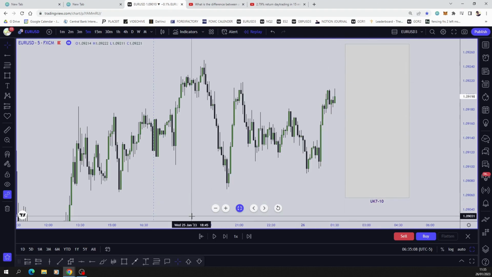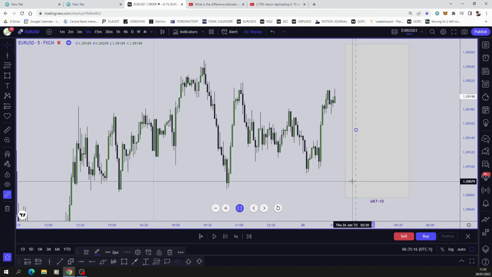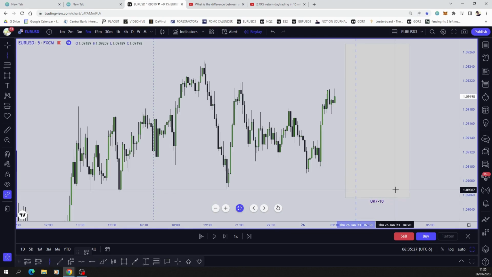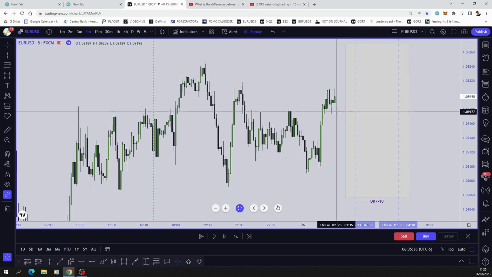The next thing I do is I draw two vertical lines. The first one is here, 2:30 a.m., which is the same as 7:30 a.m. GMT. The second vertical line, I draw New York time at 4:30 a.m., which actually is 9:30 a.m. GMT. You probably wonder, well, why am I doing this? This is the session I'm looking at, the kill zone. I always find that between 7:30 a.m. and 9:30 a.m.